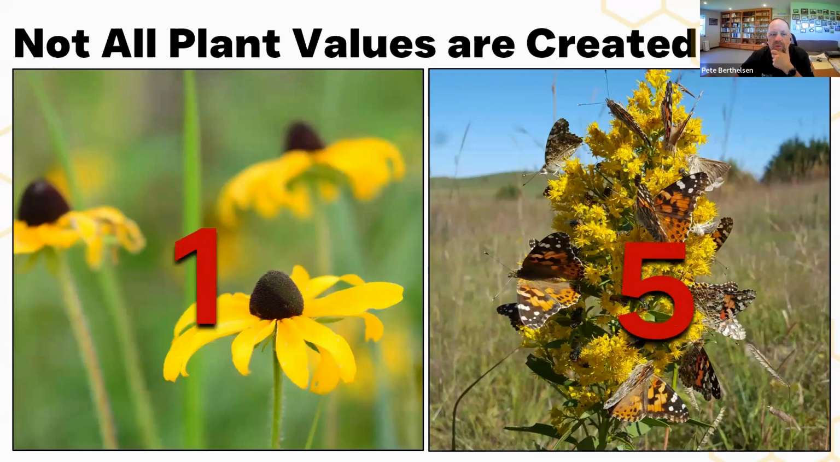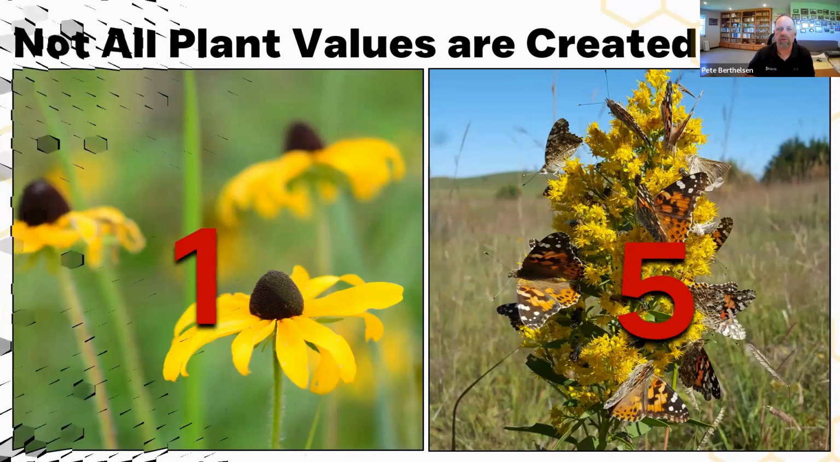Black-eyed Susan has a value of 1, whereas showy wand goldenrod, as you can see from this photo, very highly prized as a pollinator value species, scores a 5. Just because something is flowering does not mean that it has high pollinator value.